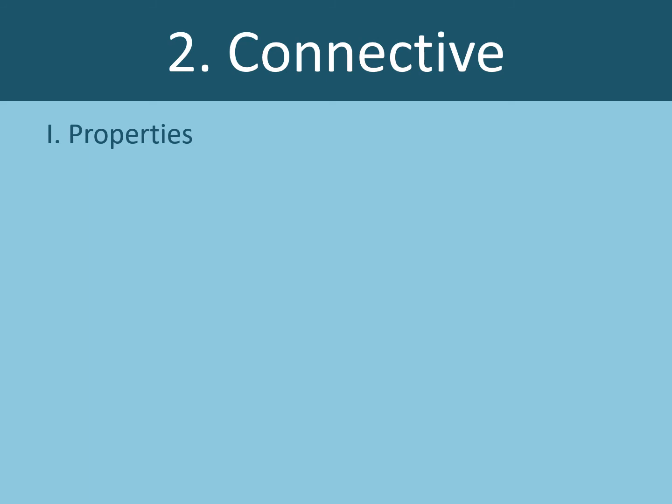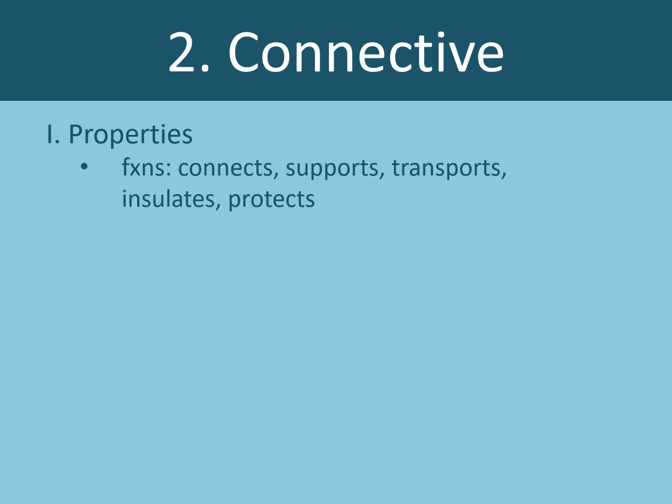Let's move on to our second type of tissue, connective tissue. Let's first talk about the properties of connective tissue. Connective tissue is kind of like the garbage bag grouping of tissues. It's the tissues that don't fit into the other three categories. So if it's not muscular, nervous, or epithelial tissue, then it's probably connective.